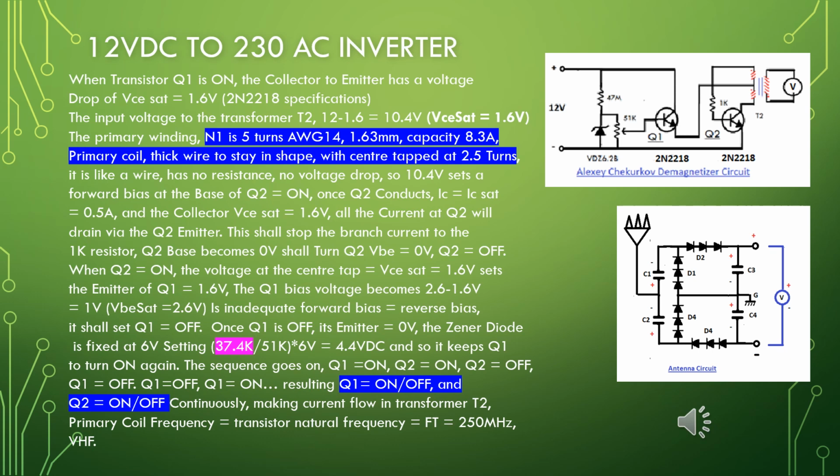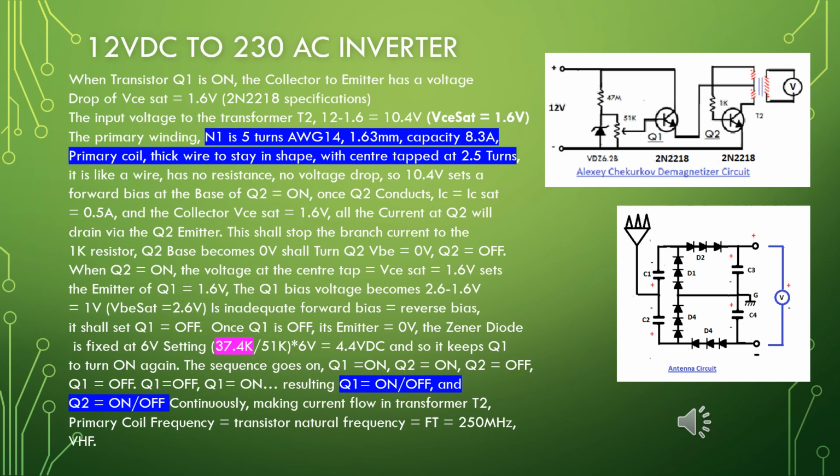When Q2 equal to on, the voltage at the center tap equal to VCE set equal to 1.6 volt sets the emitter of Q1 equal to 1.6 volt. The Q1 bias voltage becomes 2.6 minus 1.6 volt equal to 1 volt. The VBE set equal to 2.6 volt is inadequate to forward bias, equal to reverse bias, it shall set the Q1 equal to off. Once Q1 is off, its emitter equal to 0 volt.